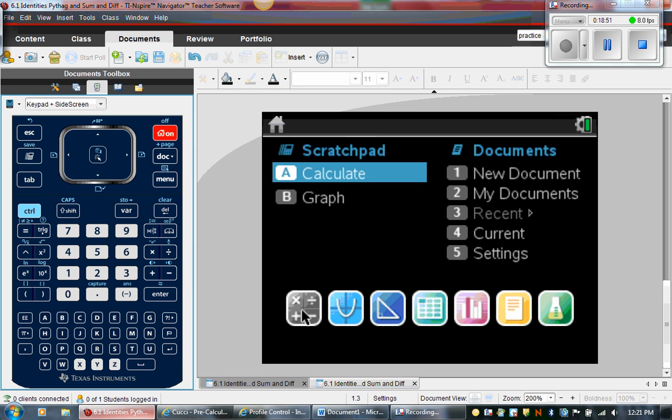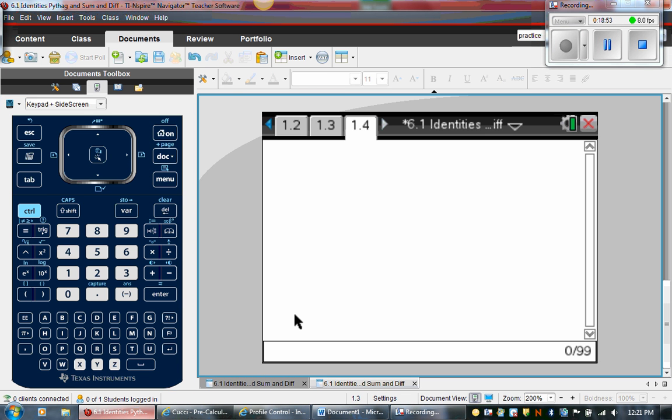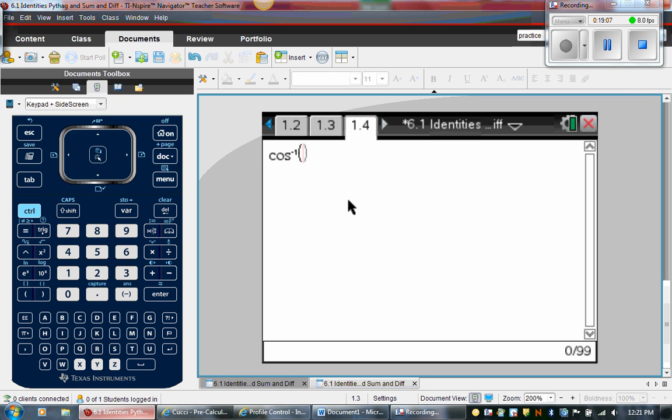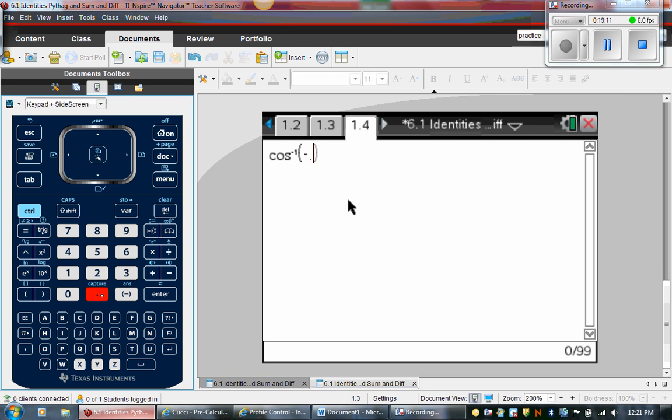So you're going to enter the calculator page. Now, remember, it matters if you're in degrees or radians. If you want your answer in degrees, you better be in degrees. If you want it in radians, you better be in radians. To enter this, all you're going to do is hit your trig key, select cosine inverse, and type in exactly what you see: negative 0.2689. In degrees, we're going to get approximately 105.6 degrees.